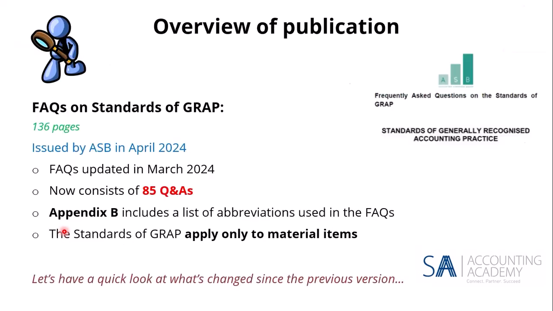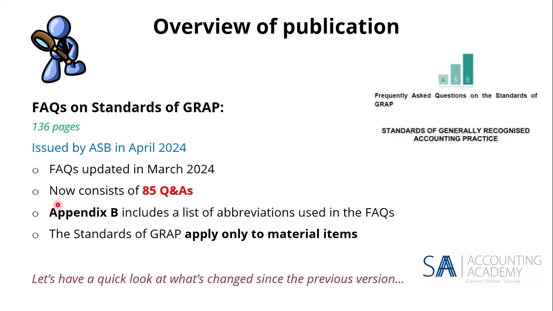All right. So an overview of the publication, there's a screenshot of the front page as you can see. It is 136 pages long, so it's quite a hefty document. As I told you, it was issued by the ASB sometime in April. They updated them up to the end of March. So in the document, when you go in, it'll say that it's been updated in March. And the document now consists of 85 Q&As. So the 85 Q&As are spread over the 136 pages here.